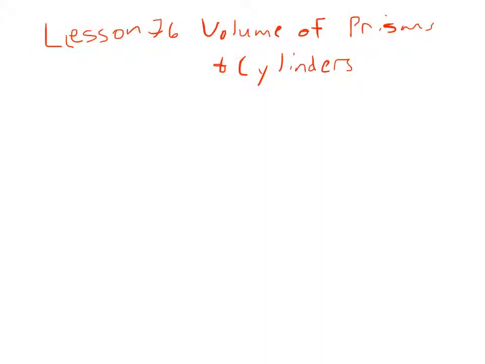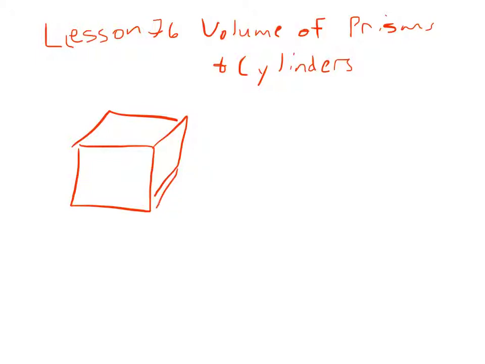All right, 8th graders, lesson 76, volume of prisms and cylinders. And just as a little refresher here, when we want to find the volume of a cube or rectangle, we multiply the length times the width times the height, those three numbers. And so there's three pieces of information that we need to get in.